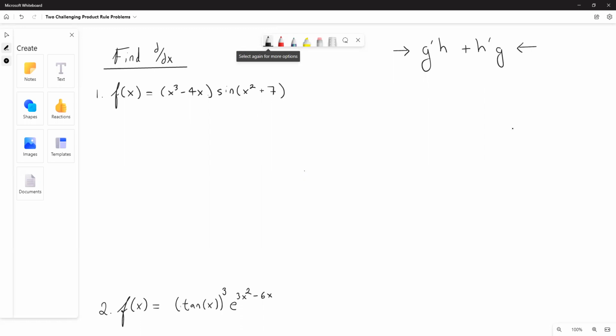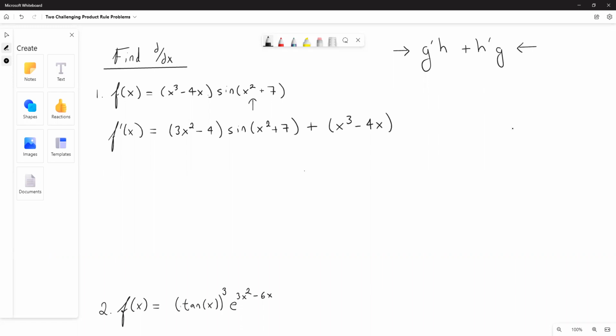All right, so we are going to do f prime of x, and that is equal to the derivative of the first piece, derivative of x cubed minus 4x, which is 3x squared minus 4, times h, so the second piece as it is. So sine of x squared plus 7, we will keep that the same. Then we add, okay, now we're going to keep the first piece the same, so we're going to just write x cubed minus 4x.